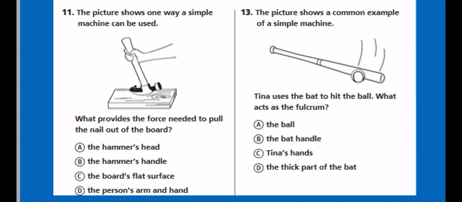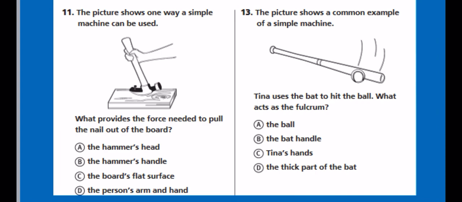Is it the hammer's head? Are you using the force of the hammer's head, or the hammer's handle, or the board's flat surface, or the person's arm and hand? Think a little bit. What provides the force needed to pull a nail? From where the force is coming and how you are applying it. Okay?